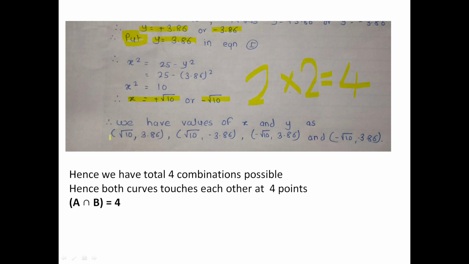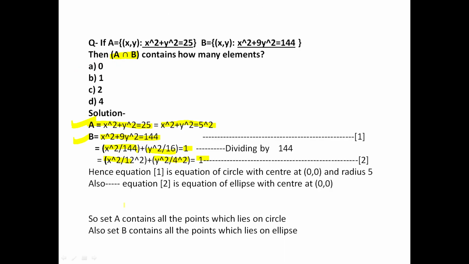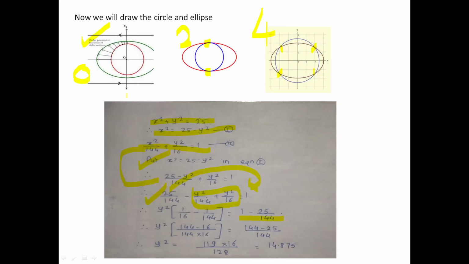And what are those combinations? This one, the second, the third combination and the fourth combination. Hence we have a total of 4 possible combinations. Hence both curves touch each other at 4 points. Then what will the intersection be? Obviously, it will be 4. Where is option 4? Yes, option D. So A intersection B is 4. There are 4 points in common in set A and set B.